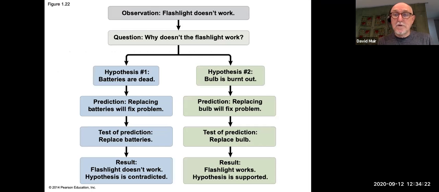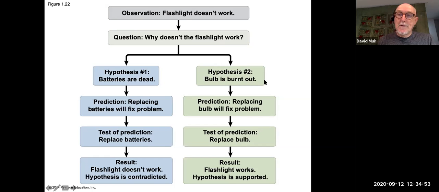Let's take an ordinary household situation and see how this works. You have a flashlight in your house. Now, the flashlight doesn't work. So that's your observation. My flashlight's not working. So what is the question you frame? Why doesn't it work? You can make a number of hypotheses. Hypothesis 1: the batteries are dead. That's probably the first thing any of us would think of.